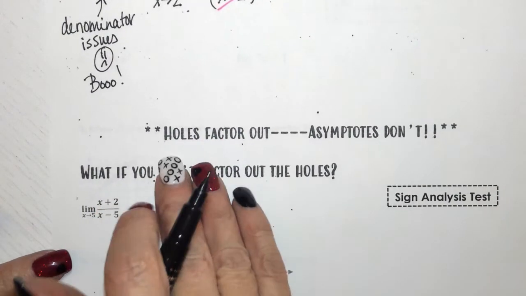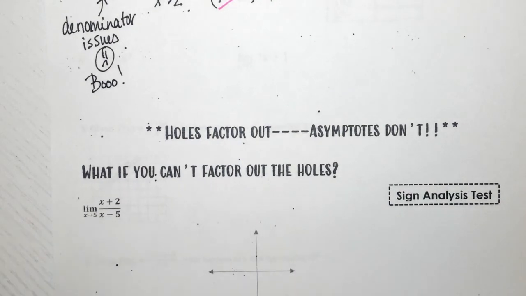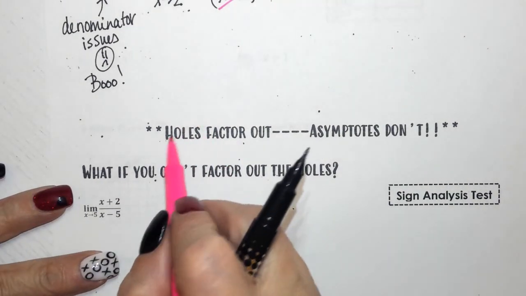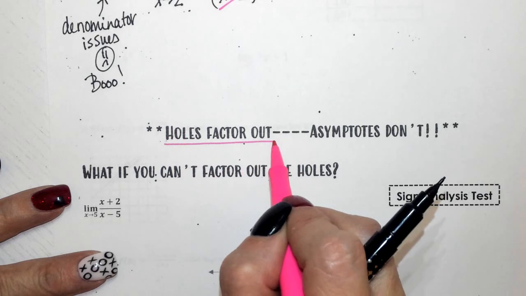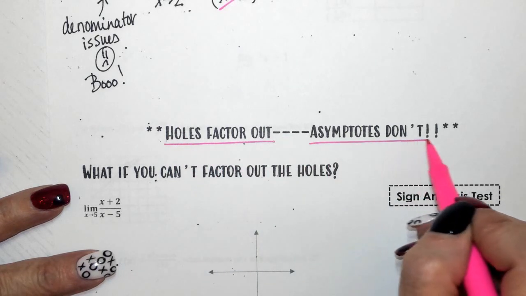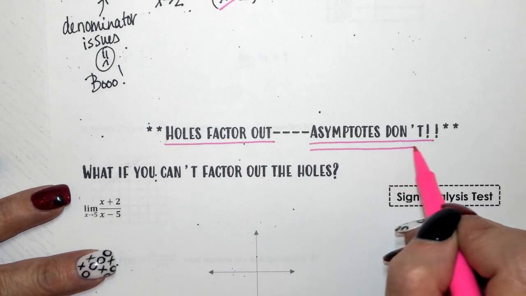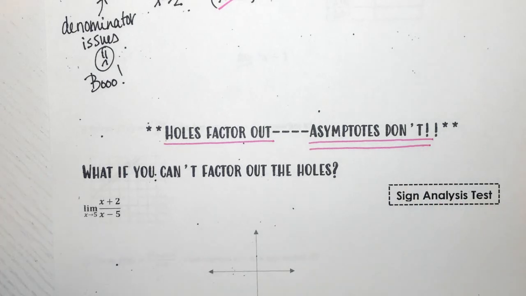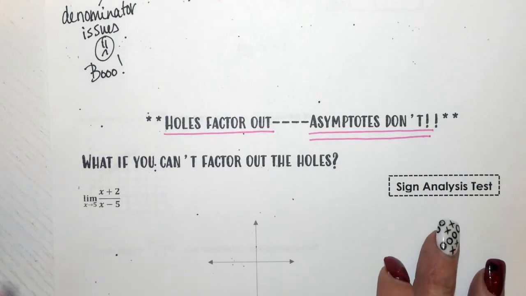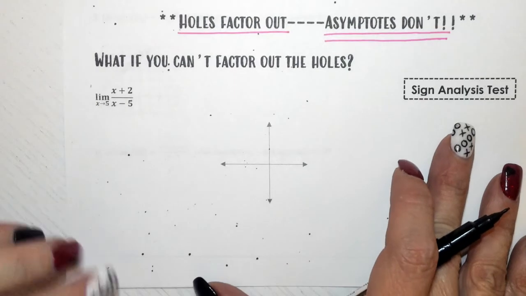All right, so real important to know is that holes factor out. If you have holes, they will factor out. But if you have asymptotes, they won't. Remember, the asymptotes are where we're going to go to positive or negative infinity. Something's going to happen there. A lot of times the limit won't exist when that happens.